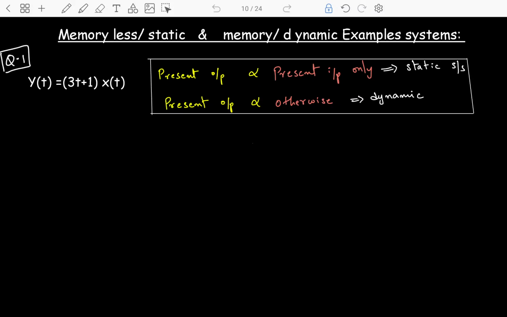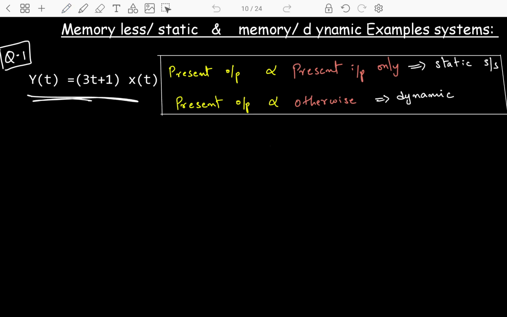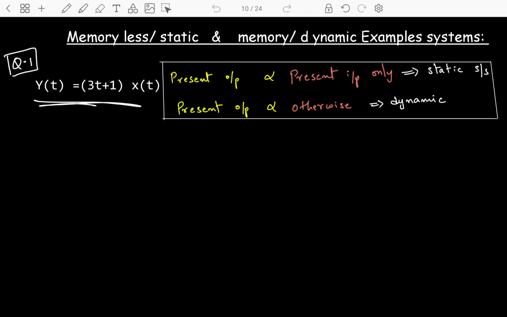Now we will see the example questions of memory and memoryless systems. Number 1, y of t is equal to 3t plus 1 into x of t.